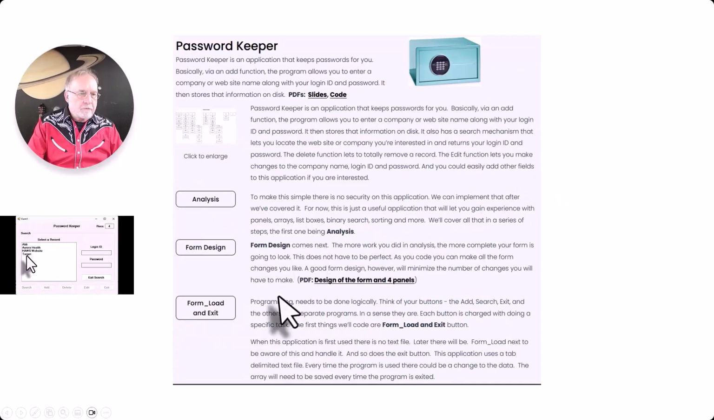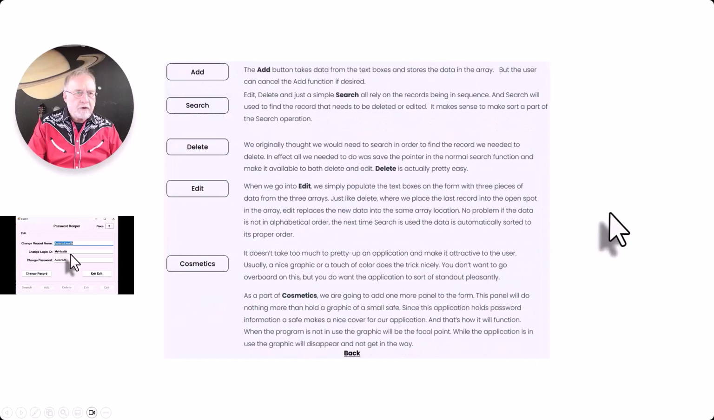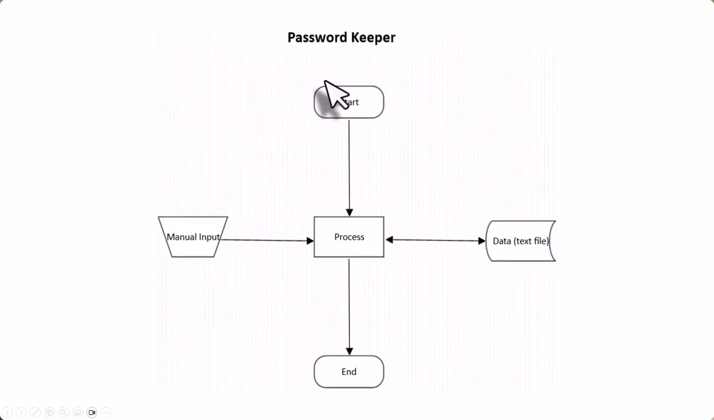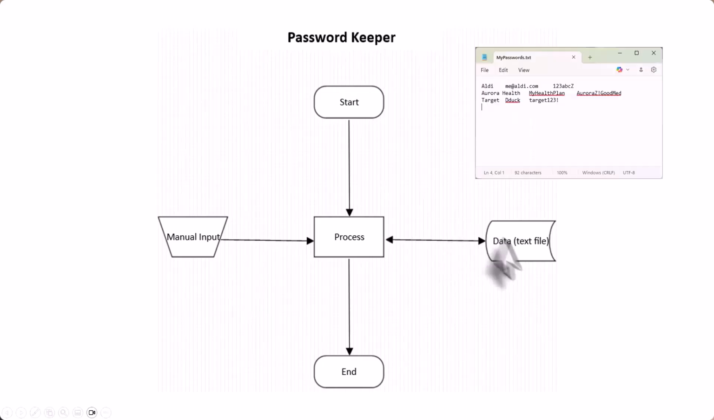There's an analysis here, form design, form load, and exit, how we're going to actually use those things. There are 4 panels being used in the program, and there's an add, search, delete, edit button, and there's some cosmetics to make it look pretty. We're going to add something here because there's a problem with this program. Right now, the program starts as a process where the user is using manual input, typing in passwords, or doing a search routine to find it, and the data is sitting on disk and is brought into an array. And that array then is what the user accesses. You might add to it, might search it, whatever, and then end.